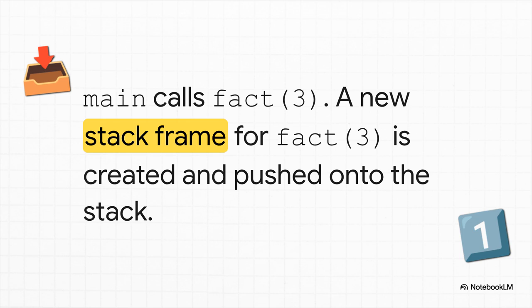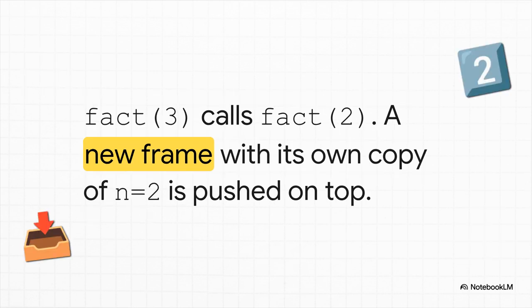And inside that frame, as you can see, n is 3. Now fact 3 calls fact 2. So what happens? Another brand new frame for fact 2 gets pushed right on top. And the key thing here is this new frame has its own separate copy of n, which is 2. The frame below it is just waiting patiently.